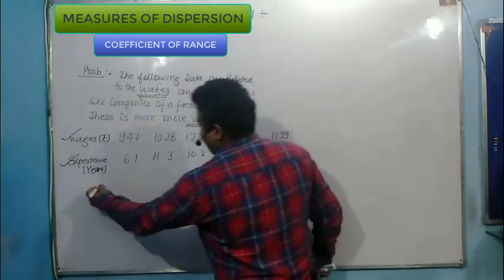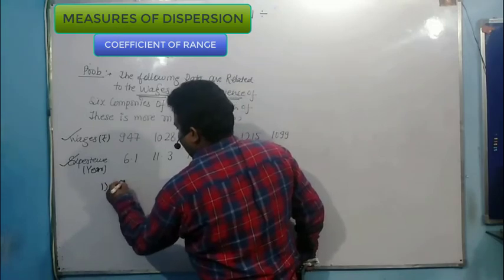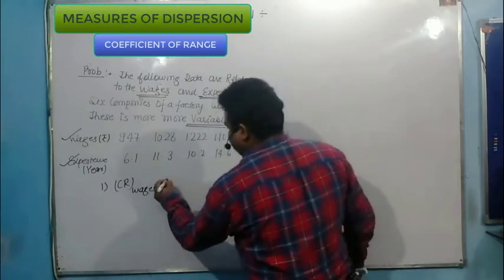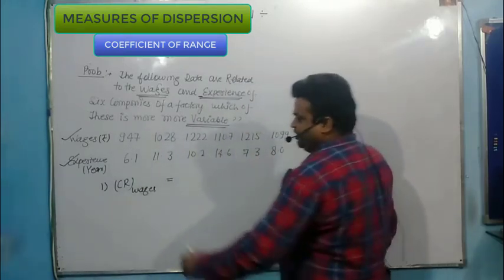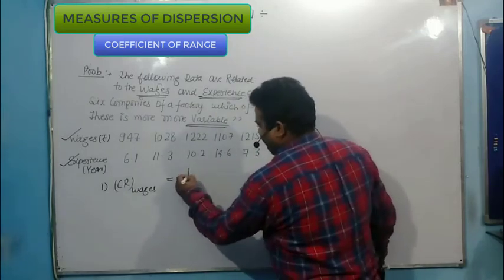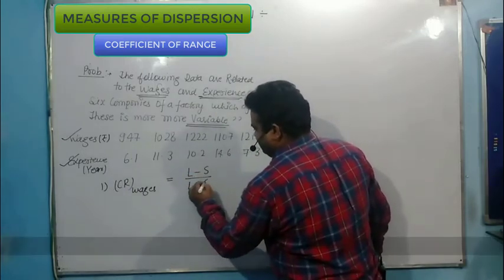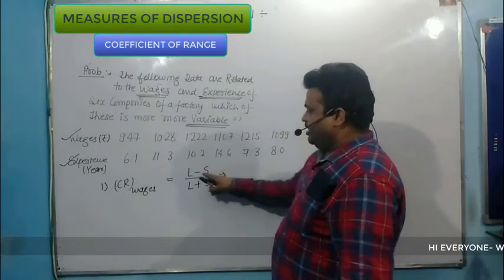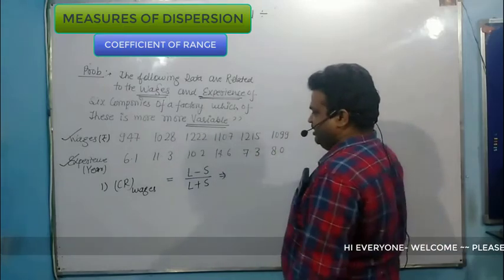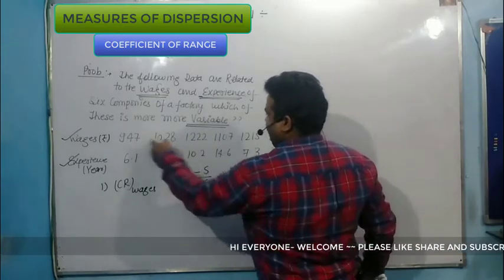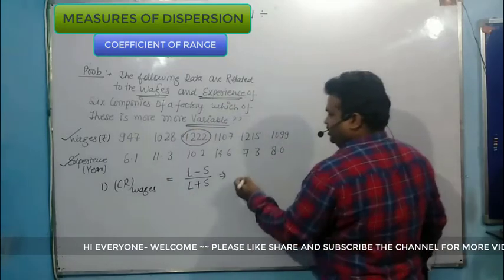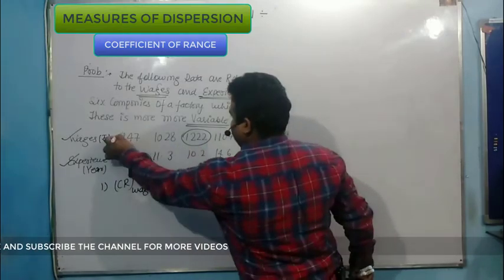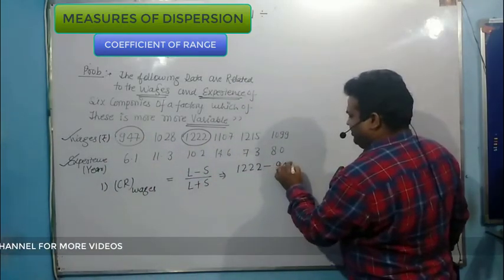Now I am going to calculate first the coefficient of range of wages. What is the formula of coefficient of range? The coefficient of range is given as L minus S divided by L plus S. What is L here? L is the largest value in the wages table and S is the smallest value in the wages table. My largest value is 1,222. My smallest value is 947. So I write 947 here.